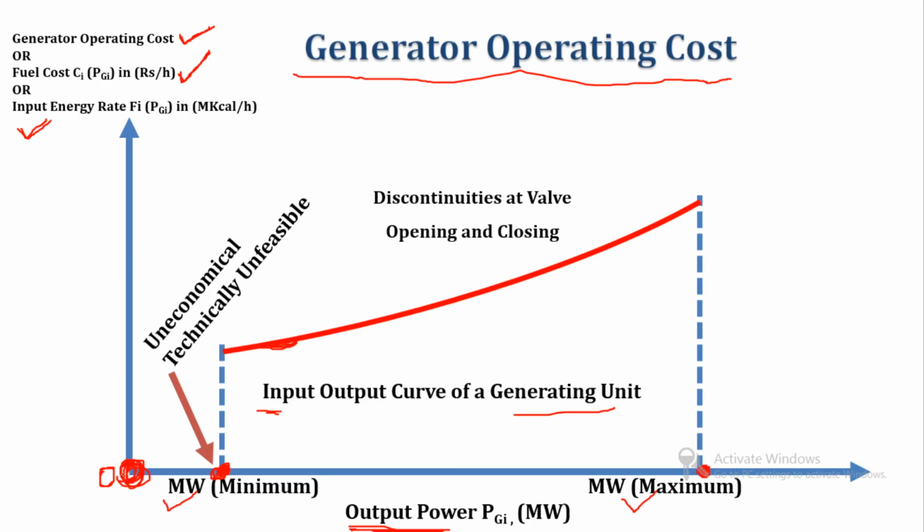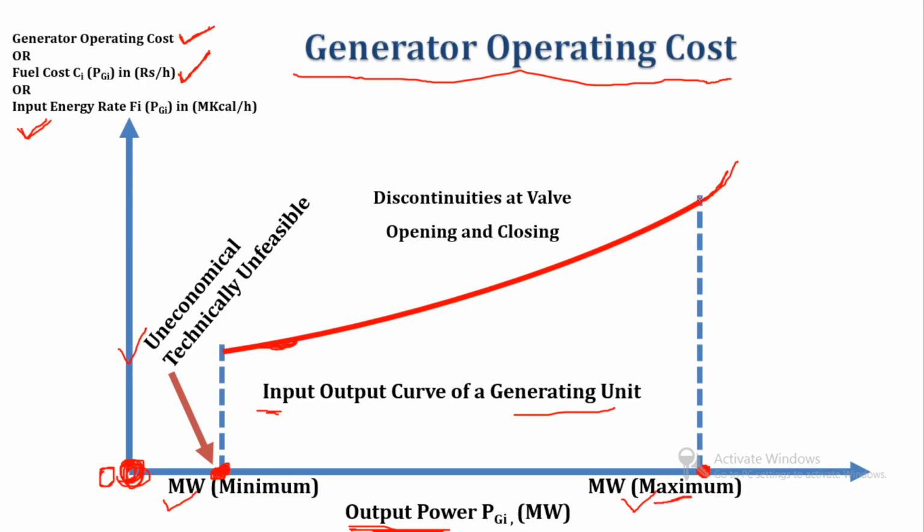If we close the unit, the closing of that unit is an uneconomical condition. If we run that particular unit at some minimum megawatt requirement, then it becomes a somewhat economical operation. If we close that unit, then it becomes uneconomical. In the same way, we cannot go beyond this megawatt maximum, because it is technically not possible to generate power beyond the maximum rating.